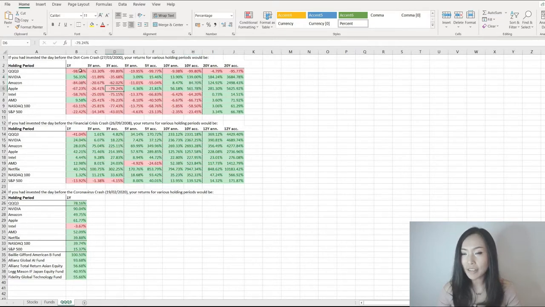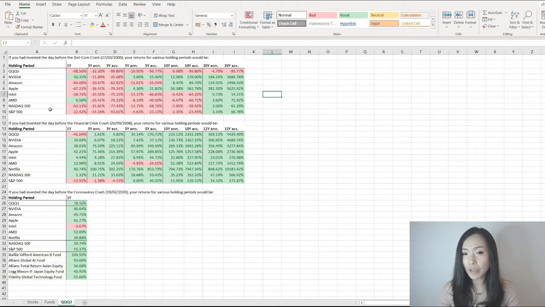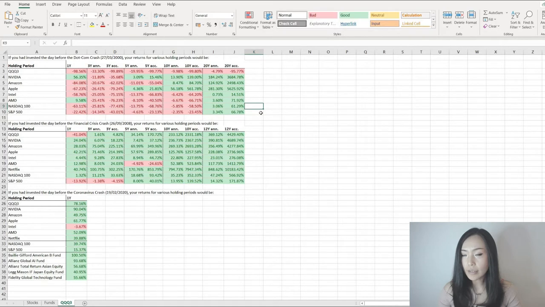This far exceeds the return on QQQ3. And even with Intel, with AMD, you would have had a decent return. Well, I guess it's not really decent, but you wouldn't have been still losing your money after 20 years. You would have made some money. And even with indices, with Nasdaq 100 itself and S&P 500, you would have made over 60% after 20 years, assuming you'd invested at the worst time.